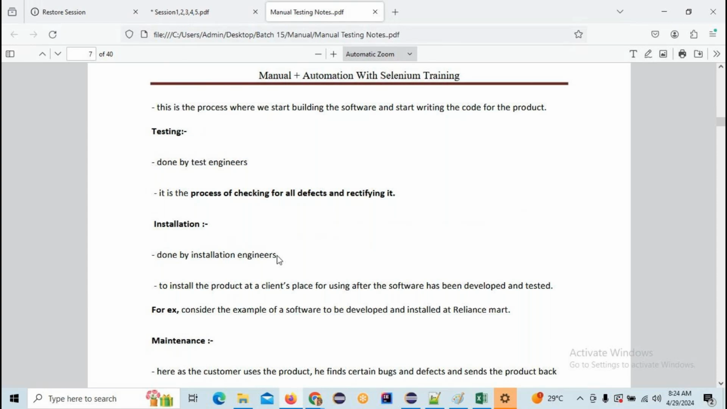Are you guys clear about the phases involved in the SDLC models? Here we discussed so far up to installation, right? Installation is nothing but deployment. Once the deployment is done, what are we going to do? What is the next immediate step after deployment?